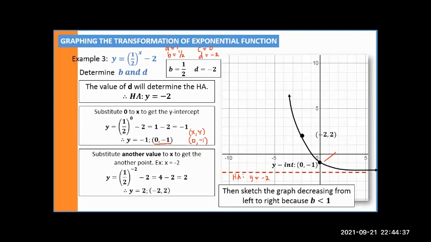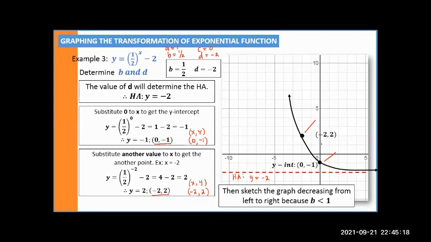So, kung mag-substitute tayo ng negative 2 sa function natin, we have y is equals to 1/2 raised to negative 2 minus 2 is equals to 4 minus 2. Kasi ang 1/2 raised to negative 2 ay 4. Okay? So, 4 minus 2 is equals to 2. Yan ang value ng y. So, ang coordinate na ngayon ay negative 2, 2. So, again, ang coordinate ay x, y. Nag-substitute ng negative 2 sa x. Ang sagot sa y, positive 2. So, ito yung another point natin, negative 2, 2.